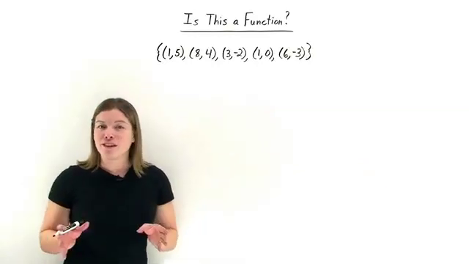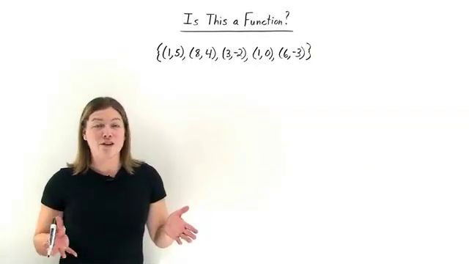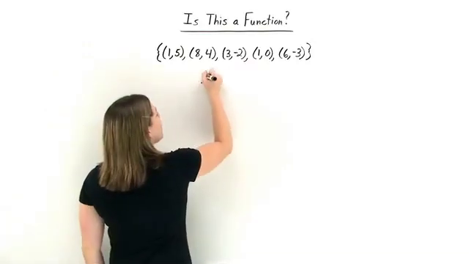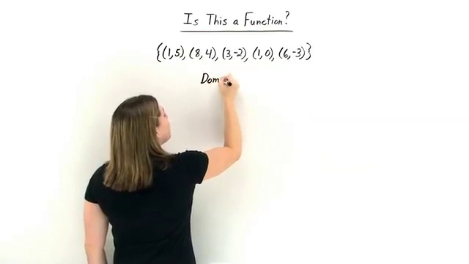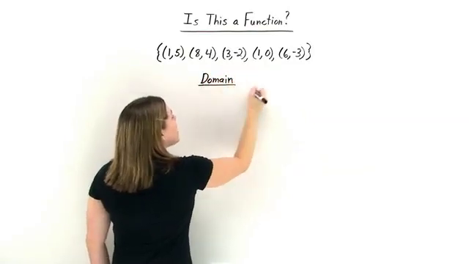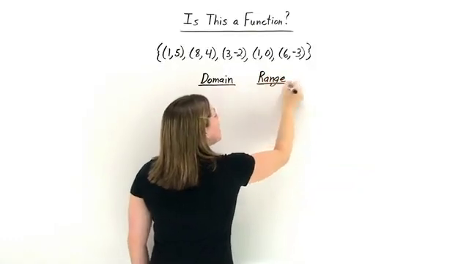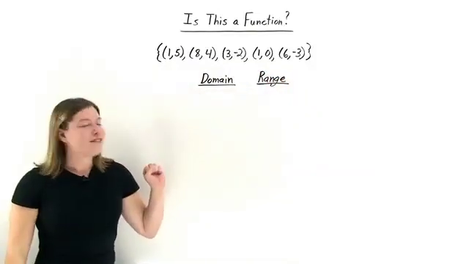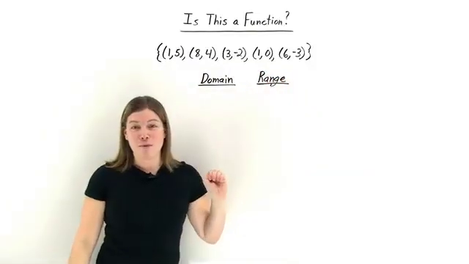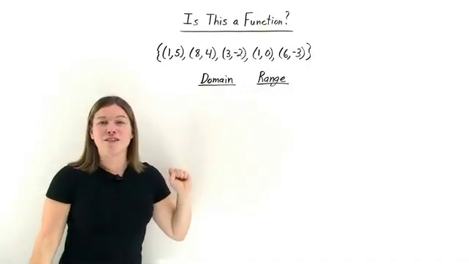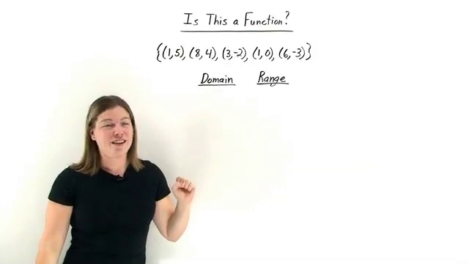Now, to help us figure this out, let's create a mapping diagram that shows this relation. In a mapping diagram, we need a column for the domain and a column for the range. Remember, the domain is the set of all the input values, and the range is the set of all the output values. So we need to fill in each one of these columns and then look at the relation.